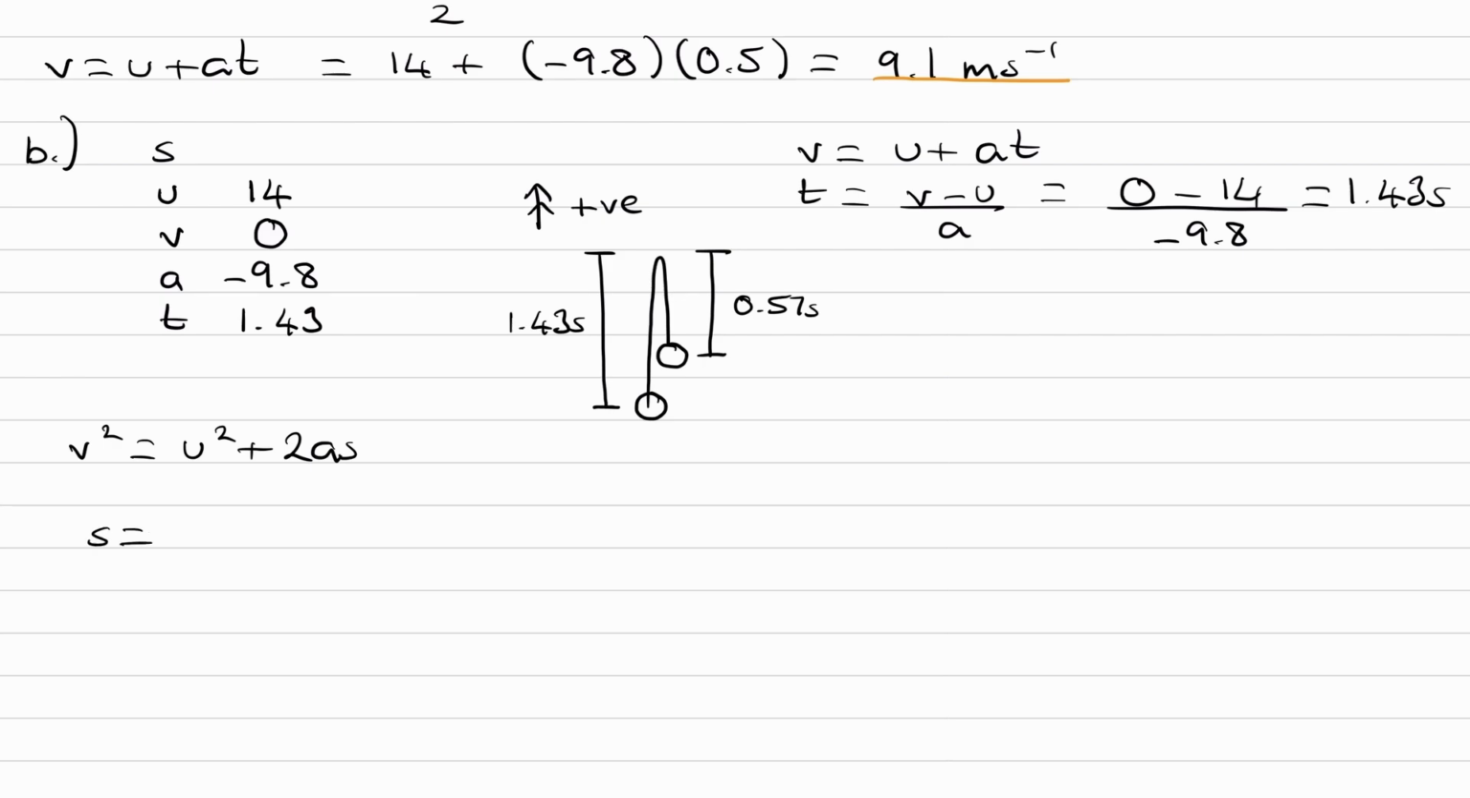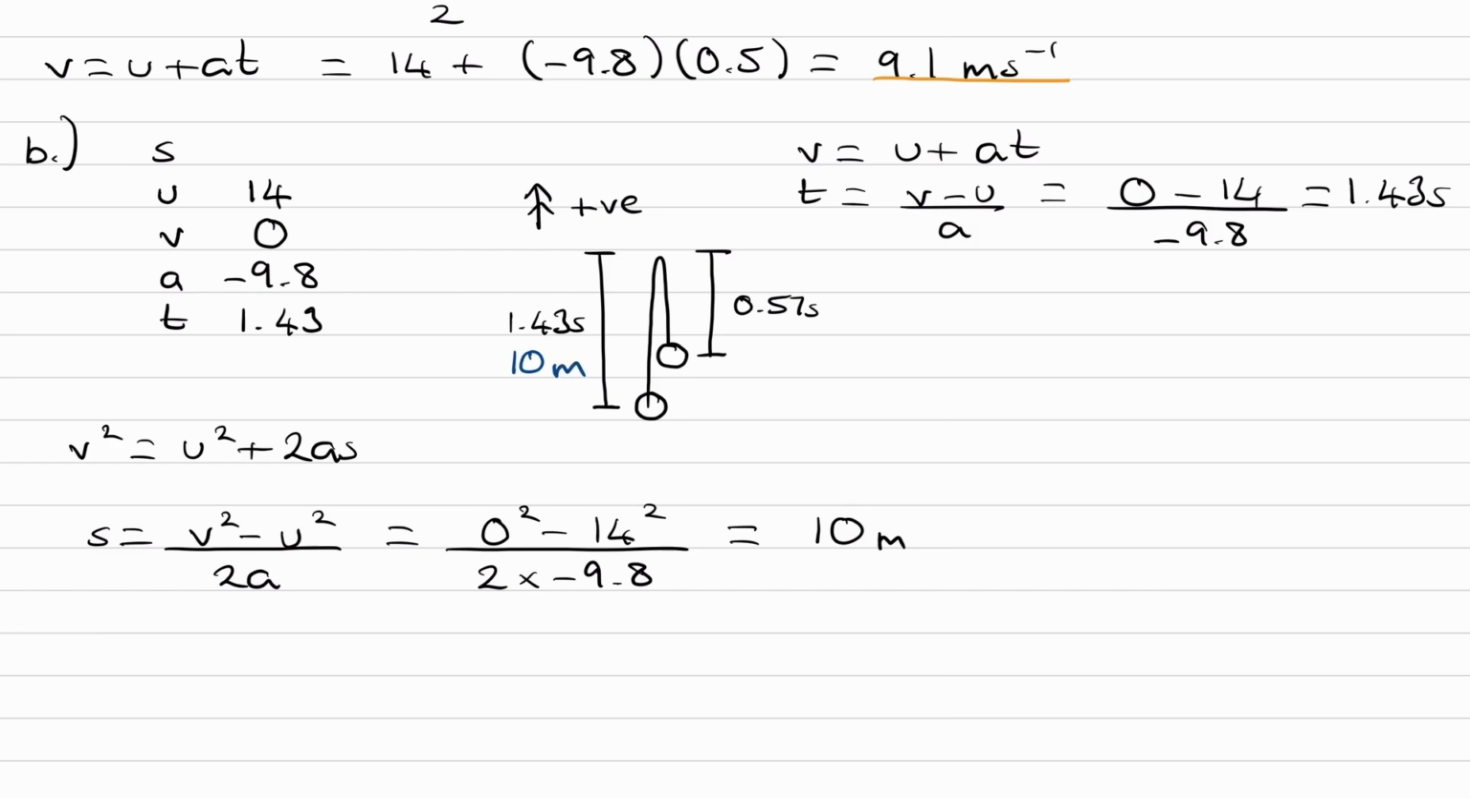S is then, rearranging this, v squared minus u squared all over 2a, which is then 0 squared minus 14 squared all over 2 times minus 9.8. And that is exactly 10. Okay, so that's 10 meters. So therefore this distance here is 10 meters. I'll just put that here as well. Okay, so the distance from the bottom to the top is 10 meters. So what is now this distance here?